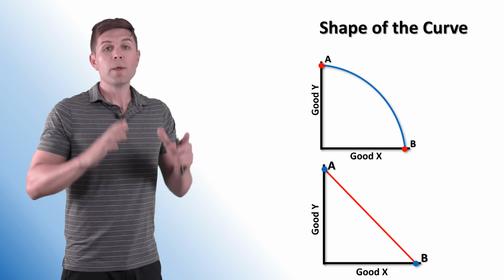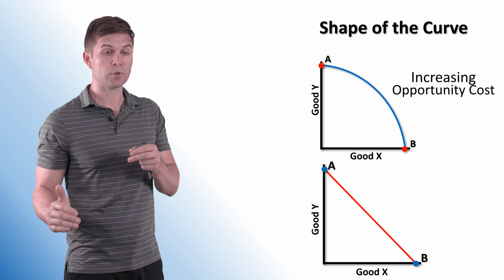Now, two different shapes of the curve. The bowed out or concave to the origin. On the top there, this represents an increasing opportunity cost. The more we produce of one good, the higher the cost is going to get as we continue production.